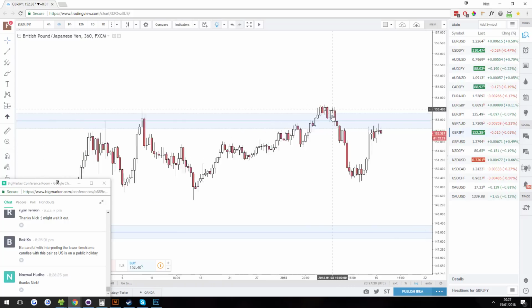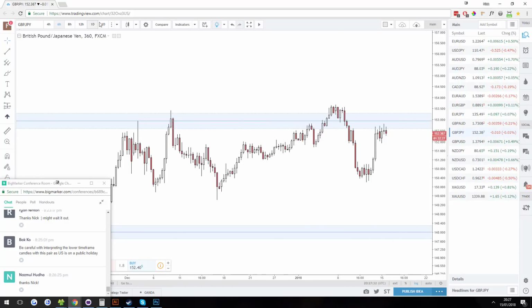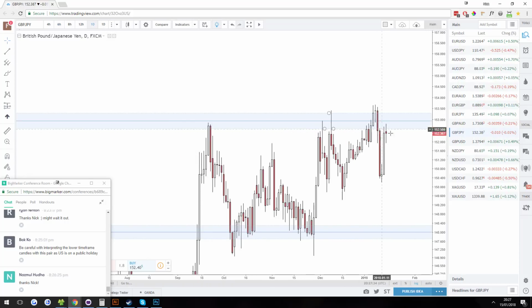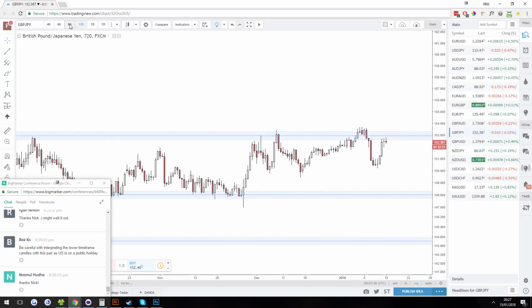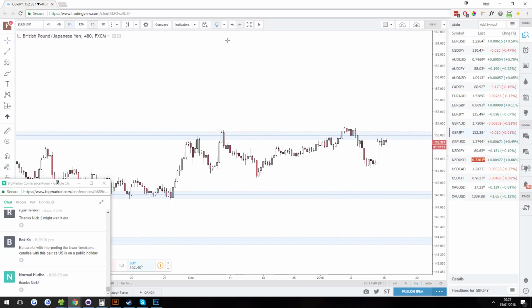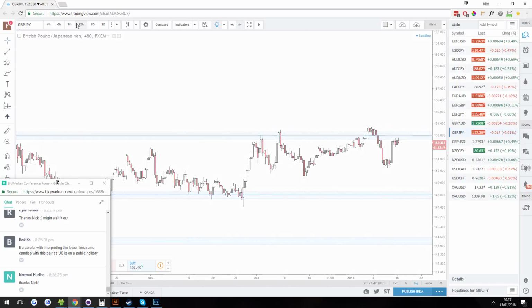All right, so GBPJPY, what's going on with that? It looks like it's pushed back up to this resistance area and it's stalling pretty heavily here. Yeah, this might give us a nice little short setup to kick off the week.